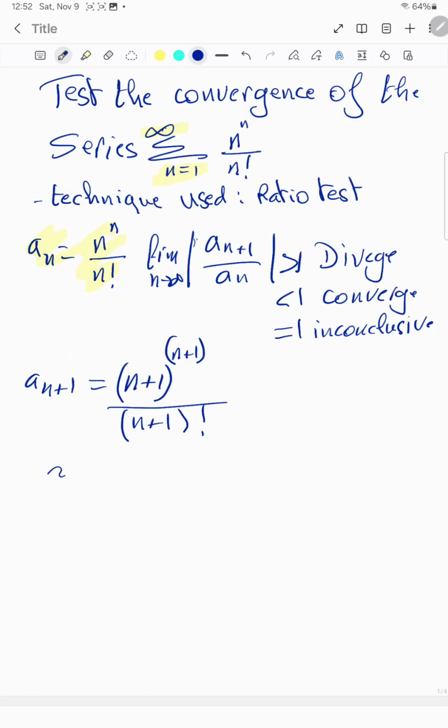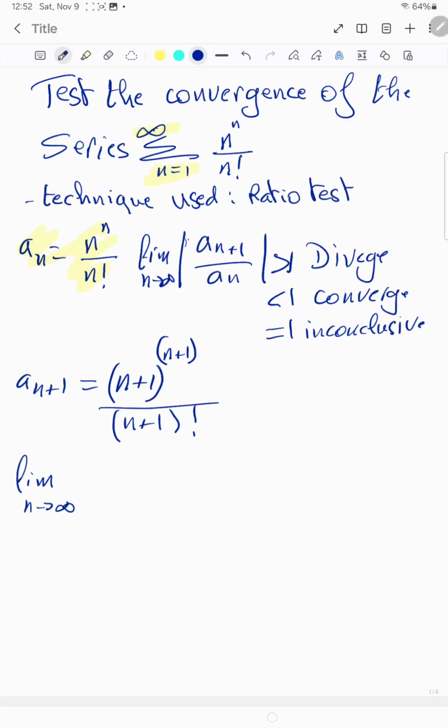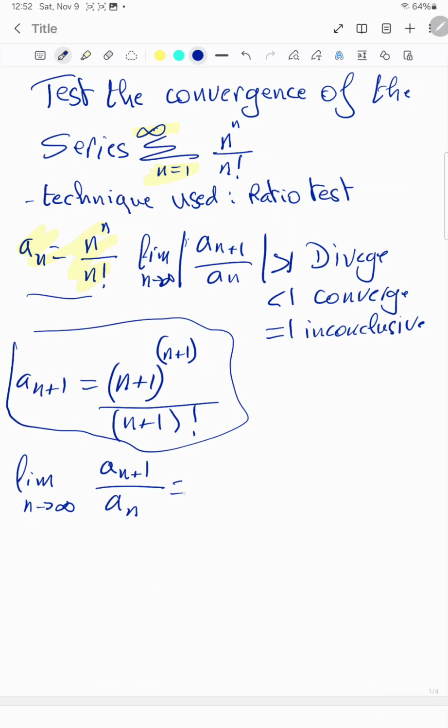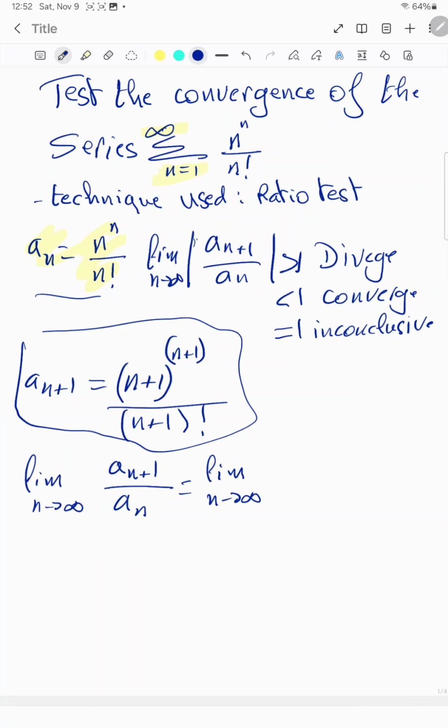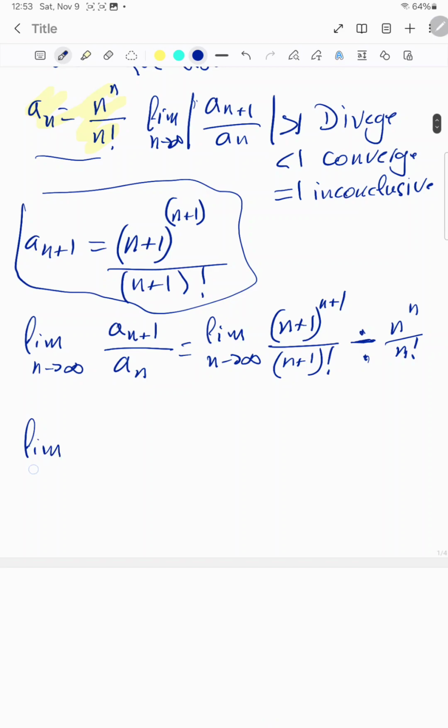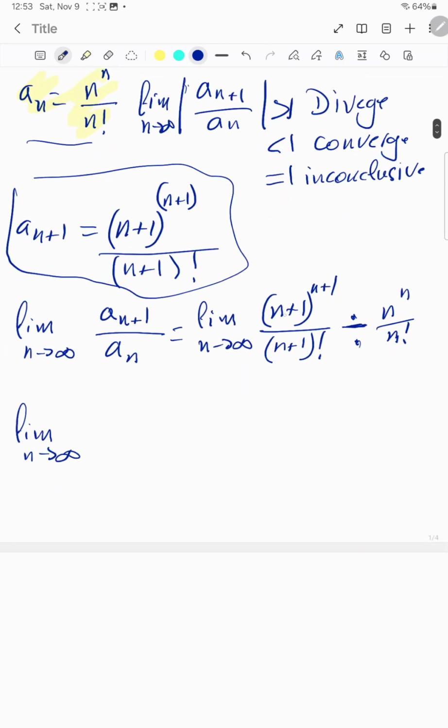So now I have to study the limit when n goes to infinity of a_(n+1) divided by a_n. Let's replace each term by its value. I know that my a_n is here and my a_(n+1) is there. So it is equal to the limit when n goes to infinity of (n plus 1) to the power of n plus 1 divided by (n plus 1) factorial, divided by a_n, which is n to the power of n divided by n factorial. I wrote the division like this because I will make it a multiplication and I have to flip the second fraction.